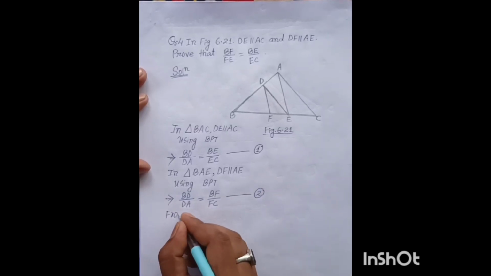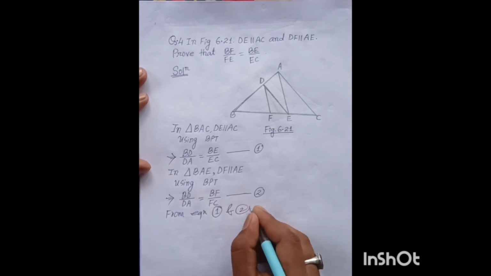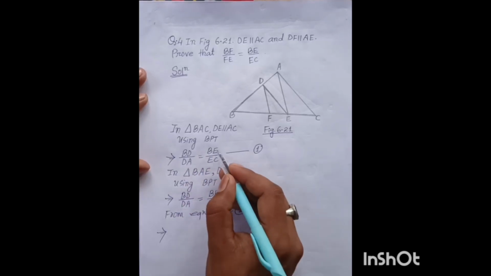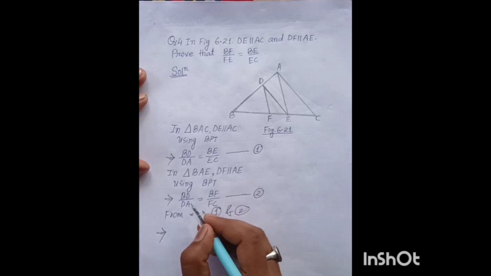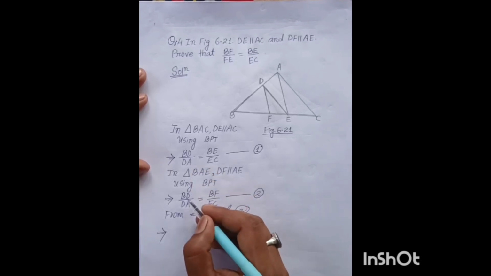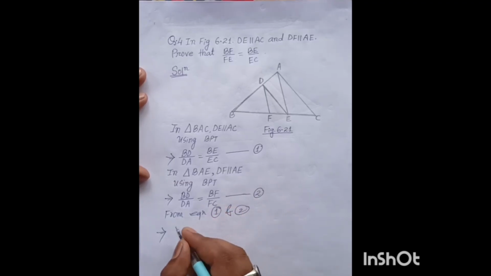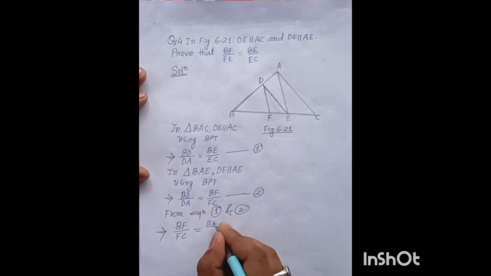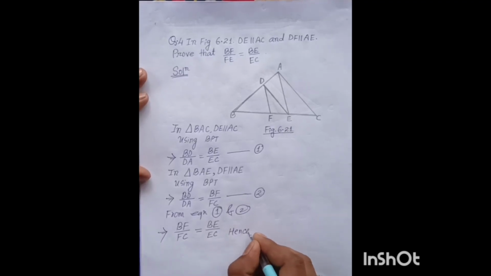Now from equation 1 and 2, BD by DA equal to BE by EC, and here also we have BD by DA equal to BF by FE. So common side, these two are equal with each other. I can write from these two equations, BF by FE equal to BE by EC. Hence proof.